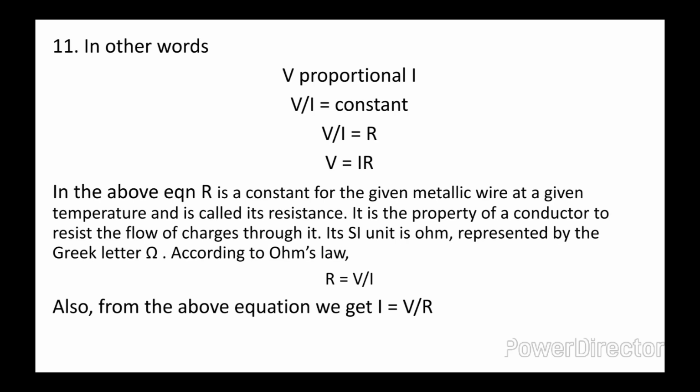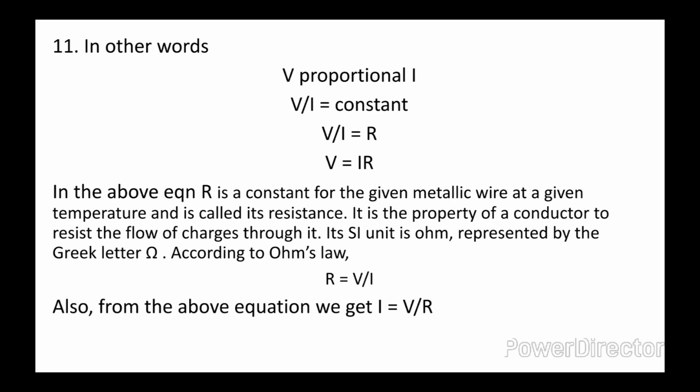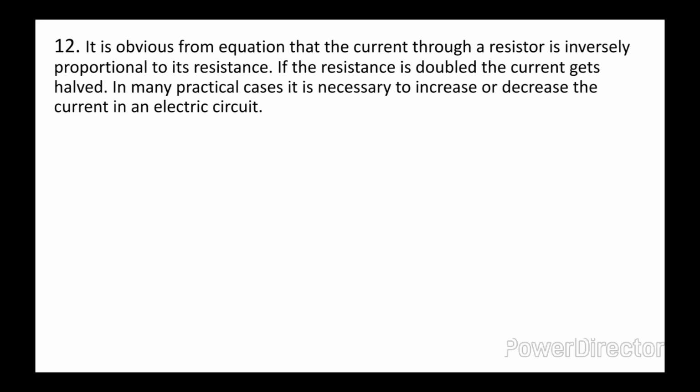And from the above equation, we can also calculate the current, that is I equals V by R. So if you substitute the values in this equation, you will get the value of current. From the above equation, you can see that the current I is inversely proportional to R, that is resistance. What does it indicate? It means that if the resistance is doubled, the current will be half of it.